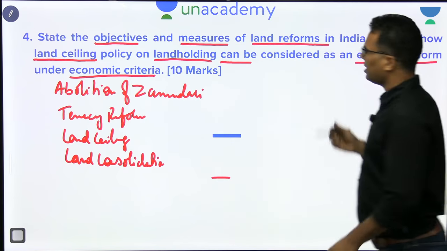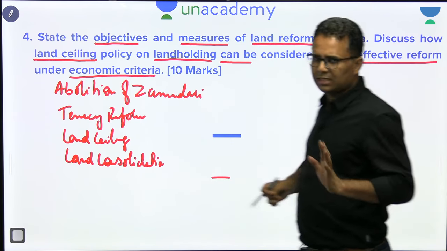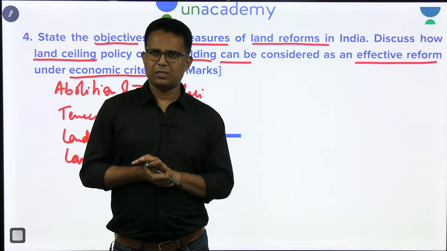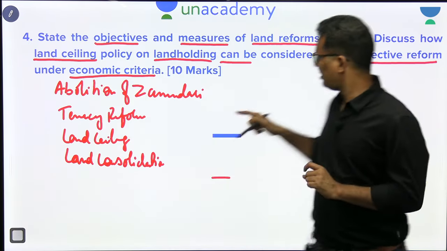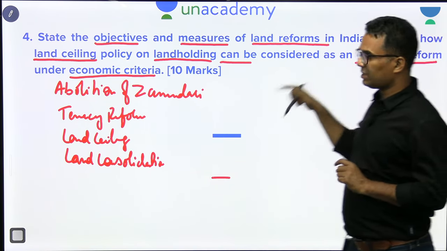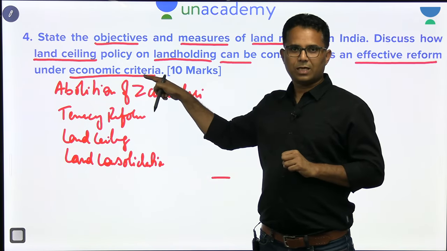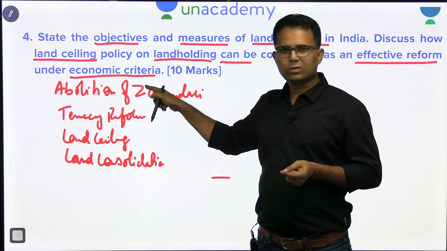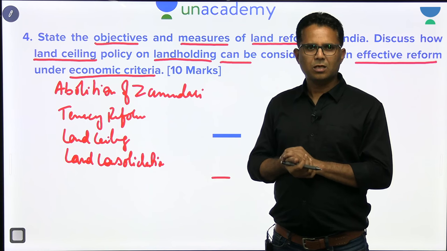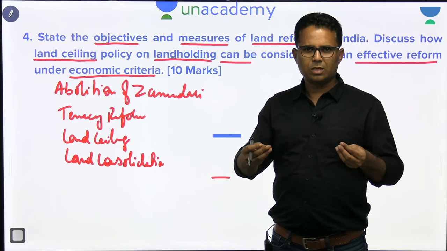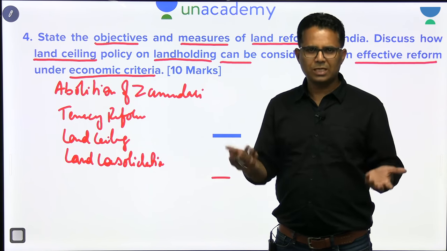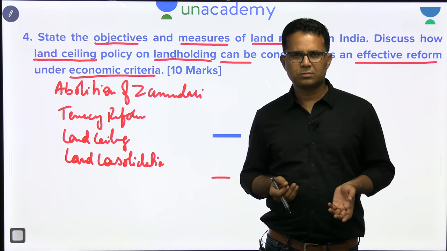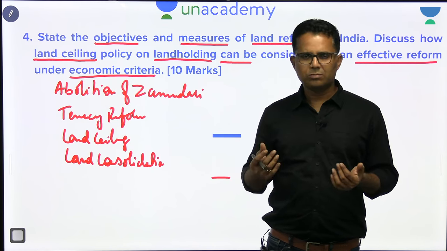See, generally what you may have read is that this question is very categorical: how it is considered as a reform under economic criteria. If they would have asked how it can be considered as a reform under social criteria, it would have been very easy. Because now the land will be available to more people, so socially it will lead to equality. So social reform, very simple.